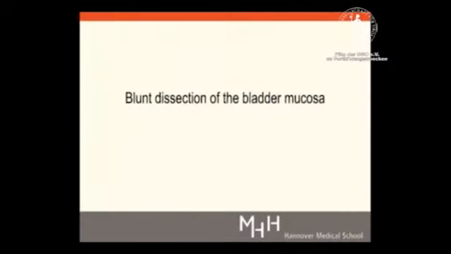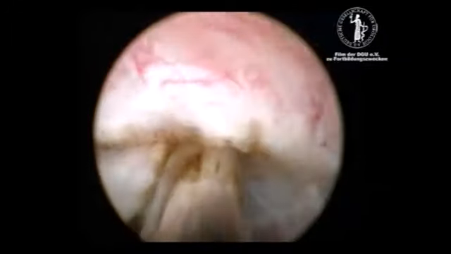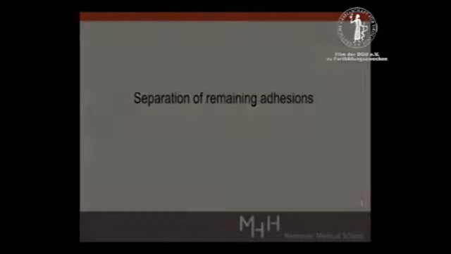Blunt dissection of the bladder mucosa. The bladder mucosa is bluntly dissected from the deeper layers by lifting the mucosal patch towards the bladder lumen using either the tip of the laser working element or the tip of the resectoscope's outer sheath, leaving the bladder-facing part of the specimen intact. Separation of the remaining adhesions with the laser. Remaining adhesions are cut with the laser.